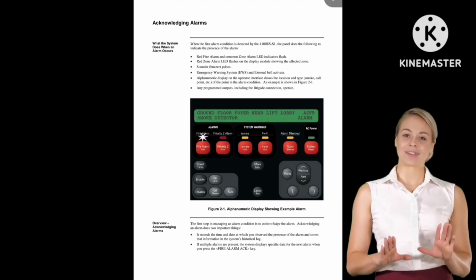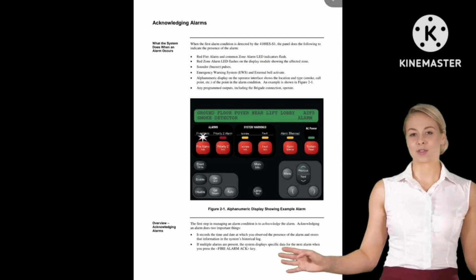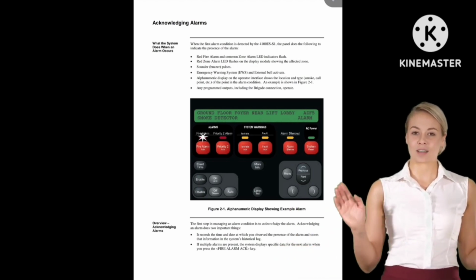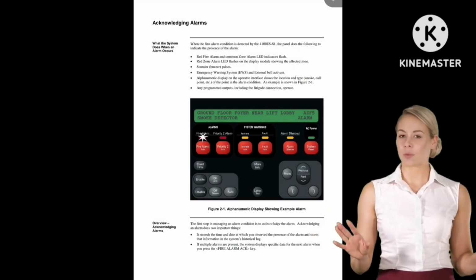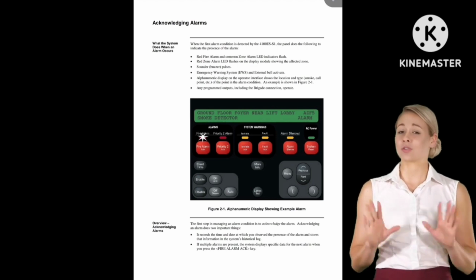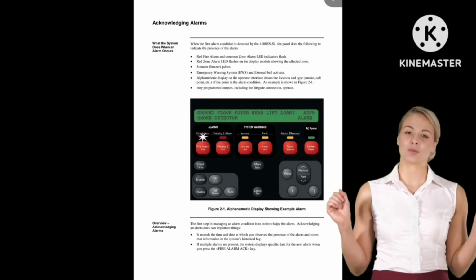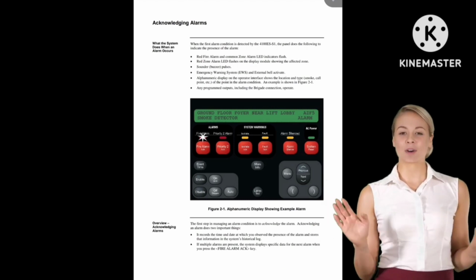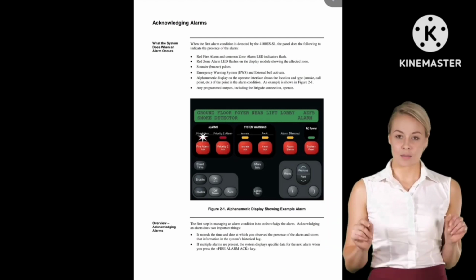The first step in managing an alarm condition is to acknowledge the alarm. Acknowledging an alarm does two important things. It records the time and date at which you observe the presence of the alarm and stores the information in the system's historical log. If multiple alarms are present, the system displays specific data for the next alarm when you press the fire alarm F key.